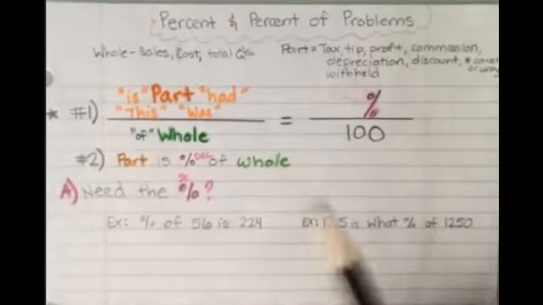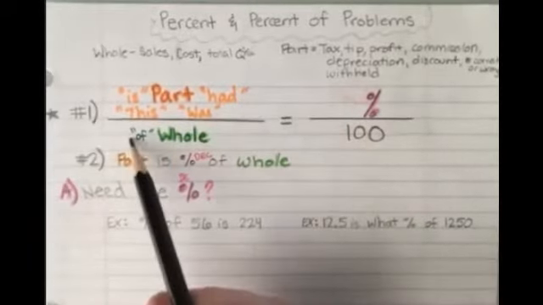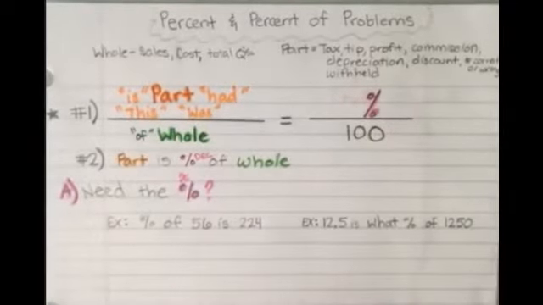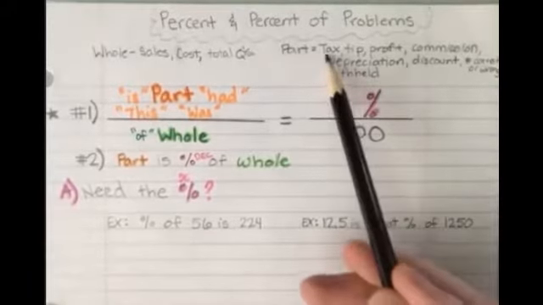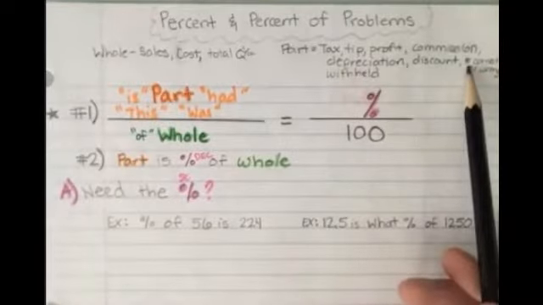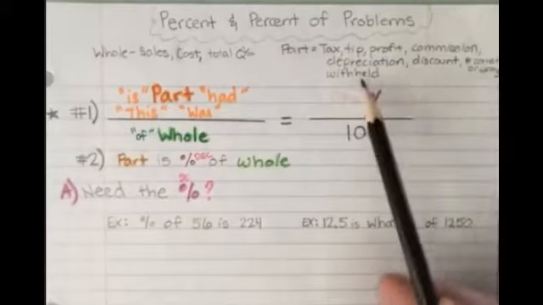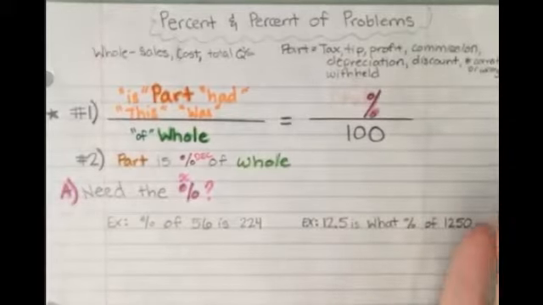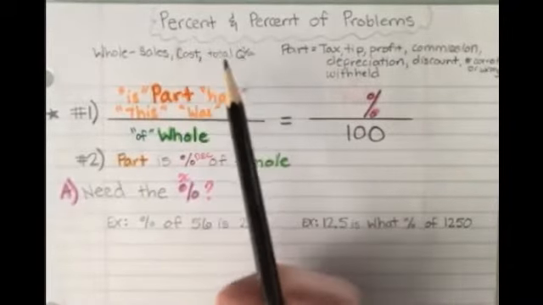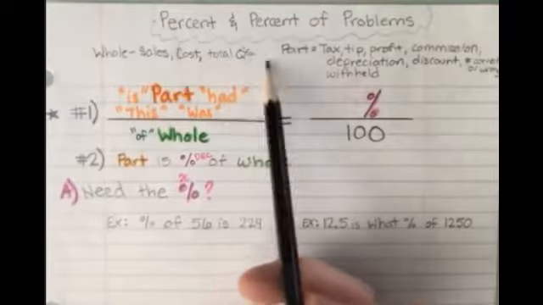So let's just pretend 10% of 50 is 5. We did this with estimation, but this time we're going to look at it and find the exact amounts. Now, what pieces will be considered a part if you're looking at a word problem? Your tax, tip, profit, commission, depreciation, discount, maybe the amount of questions you got correct or wrong on a test, and withholdings. What pieces would be considered your wholes? Your sales, your cost before tax, and your total number of questions on a test.